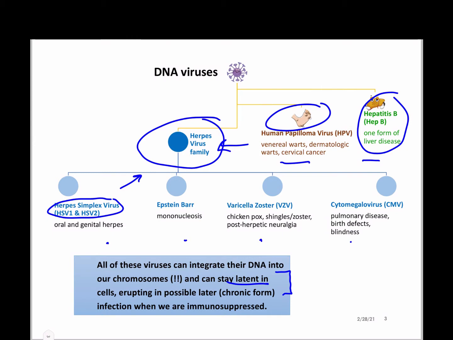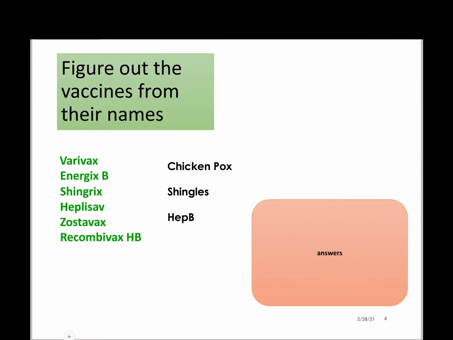At a future point, sometime maybe when we're immunosuppressed, sometimes seemingly randomly, the virus will become replicating again and reactivate the disease state. In the chronic form of expression, sometimes the symptoms can actually look somewhat different than they did in the acute form.